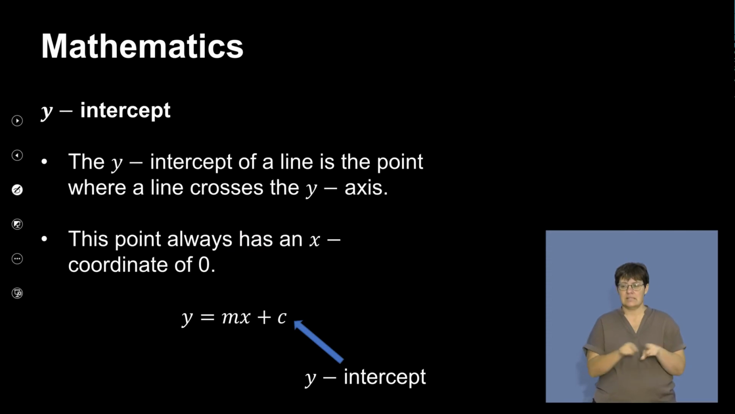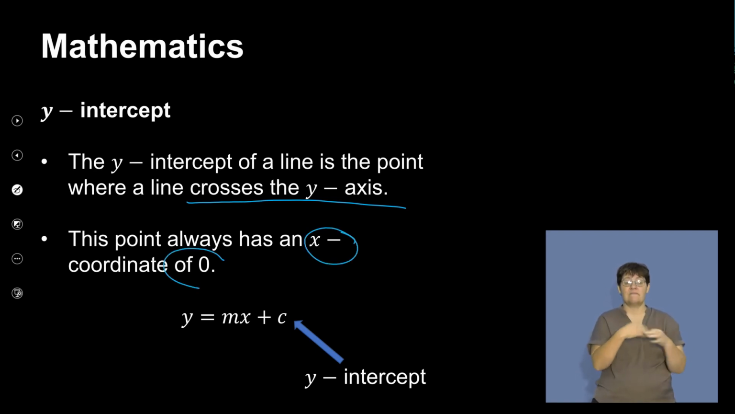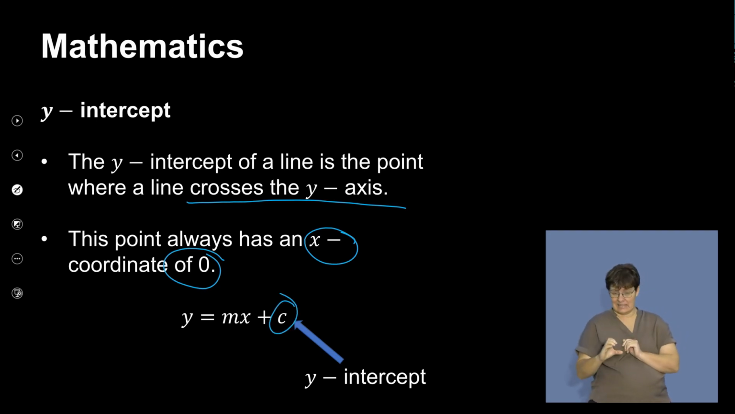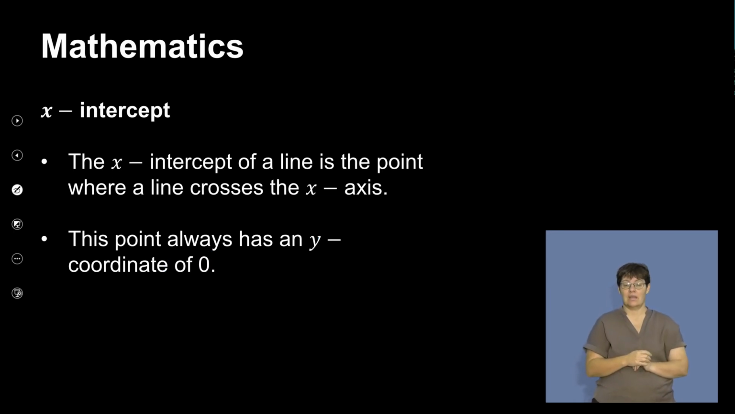And then we have what we call the y-intercept. So this is where the line crosses the y-axis. That's what we call the y-intercept. It is always where the value of x is 0, right? And then on the equation, the y-intercept is represented by that c there. And then we have the x-intercept. This is where it crosses the x-axis, and this is when the y value is also 0, right?